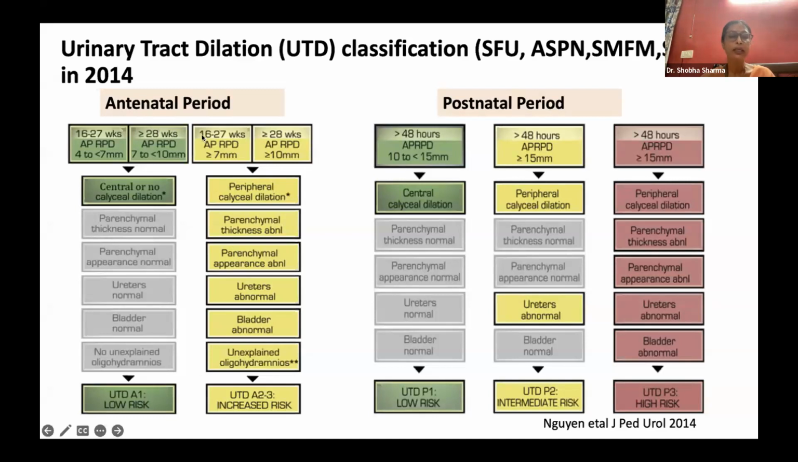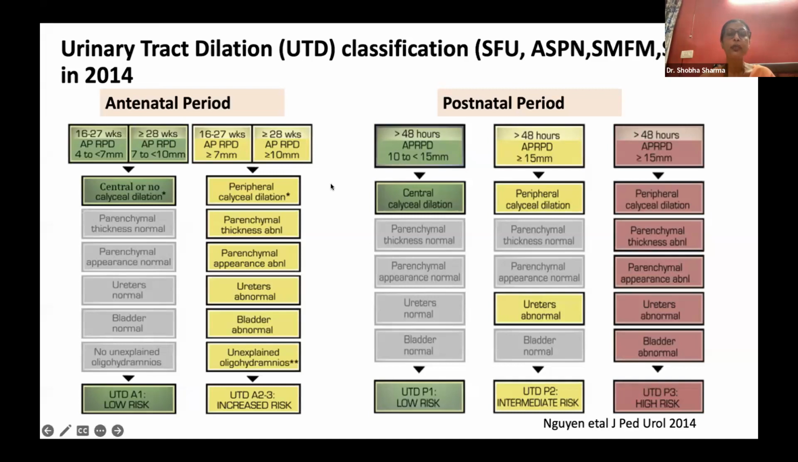In all these things, it is taken as bladder abnormality and increases the grade of severity. And then they have also included the presence of oligohydramnios. This is besides taking the peripheral calyceal dilatation and APD diameter. So they have given 2 different classifications for 2 different periods. Antenatal classification is denoted by the suffix A, that is UTDA, and postnatal classification is designated by suffix P, that is UTDP.